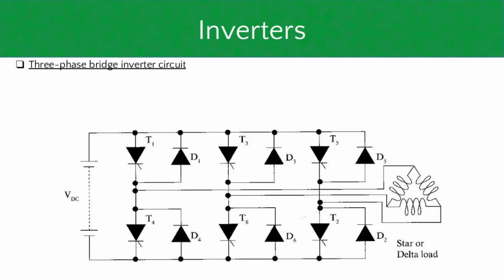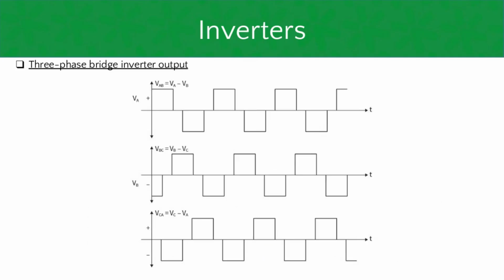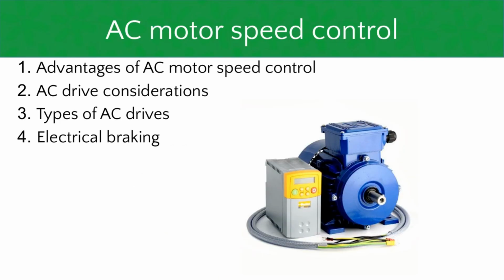Okay, and then you have your three-phase bridge inverter there. You can either connect the output in star or delta. And there's your output for each phase, or each line actually. You will also see they are 120 degrees shifted from each other, just like we would have with a standard sine wave system, a standard AC system.